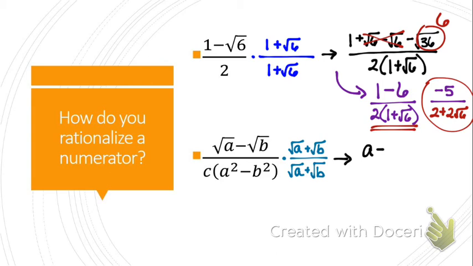Do I need to worry about the middle term here? Because it's conjugate pairs, the middle term is going to drop out. But I do need to multiply radical b times radical b, right? What is radical b times radical b? B. All right. On the denominator, I'm just going to write all of this down for right now.